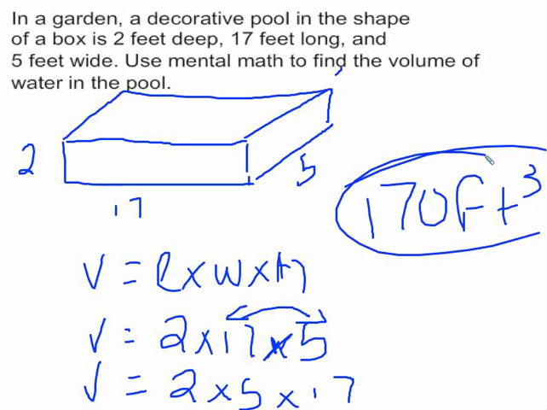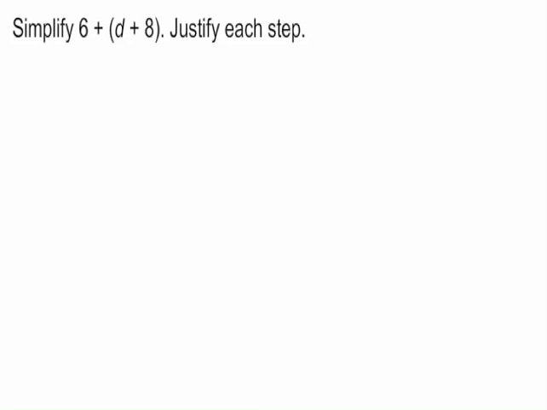So that's where the commutative property can come in handy because it can help you move the numbers around so that you can commute the numbers or associate the numbers in a way that allows you to more easily answer a problem without doing a lot of work. Okay? All right, one more example before we get to the problem of the day. They're asking me to simplify 6 plus the quantity d plus 8, and justify each step using properties. Okay, so I have 6 plus d plus 8.